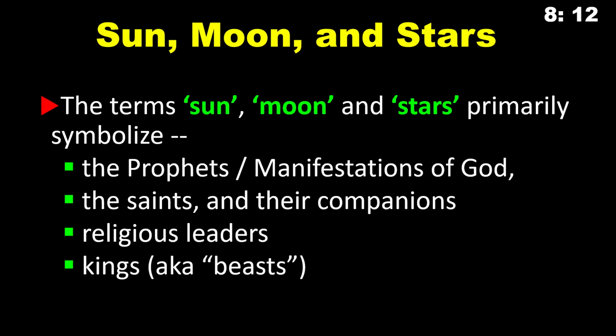The terms sun, moon, and stars primarily symbolize the prophets or manifestations of God, the saints and their companions, religious leaders, and sometimes kings, although kings are often referred to as beasts as well. These meanings depend on the context of the verses in which the terms are found. Usually the use of such symbolism is in prophetic verses of the Bible, very prevalently here in the book of Revelation.